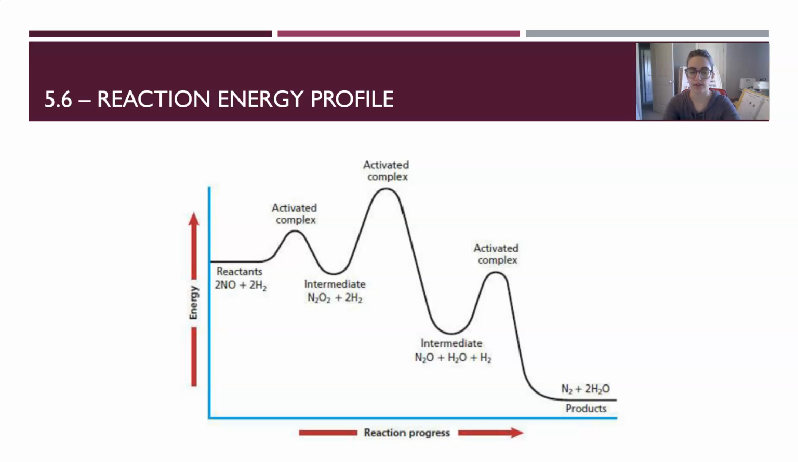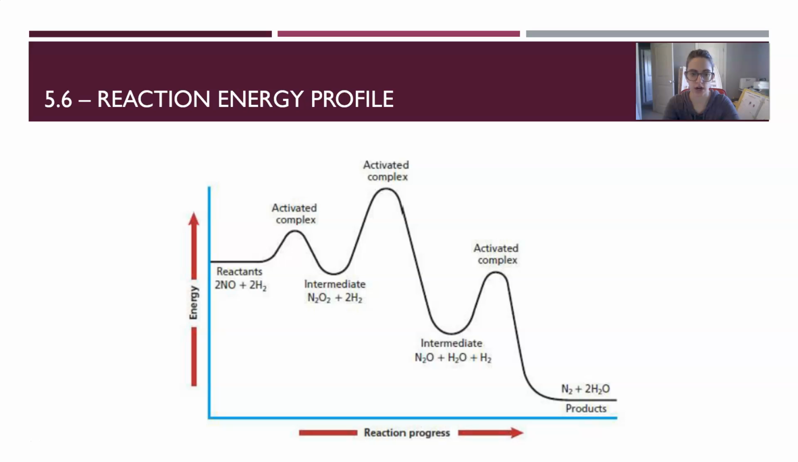So we can have very complex reaction energy profiles. In this particular reaction, our reactants are 2NO plus 2H2, forming N2 and 2H2O. However, we have multiple intermediates, and so we have multiple parts to our reaction energy profile. Each bump, or each activated complex, represents a different elementary reaction.